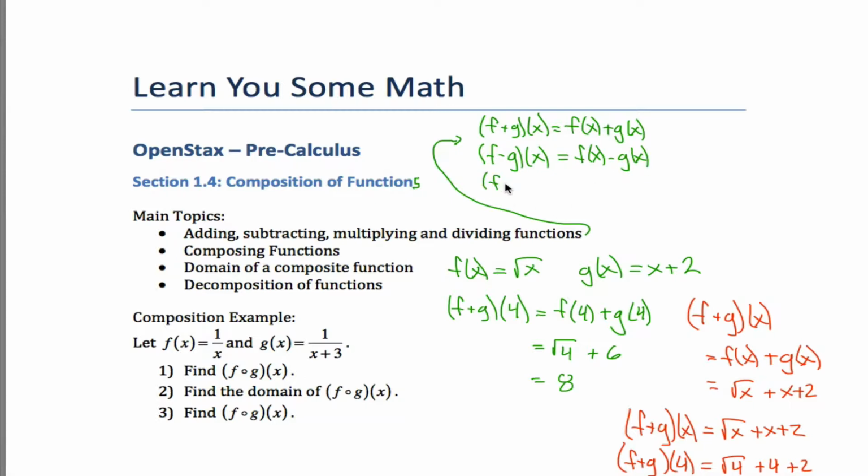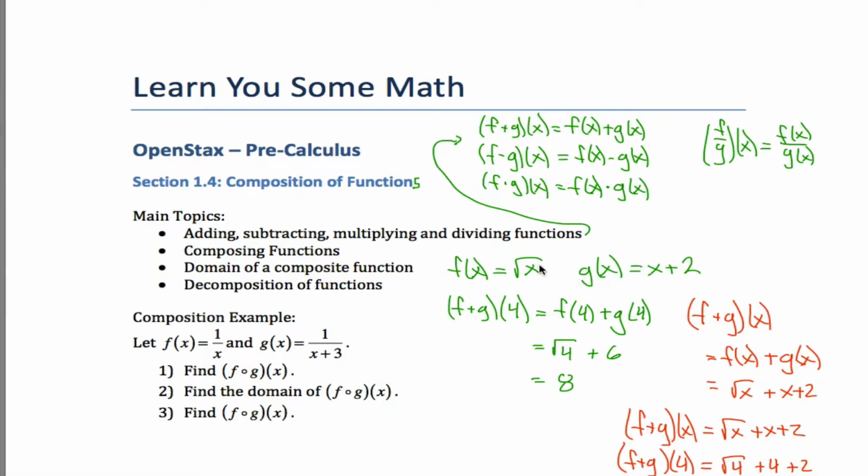What about this one? Looks like f times g of x. Bet that's f of x times g of x. Correct. Is there a fourth one you could think of? I bet you could. Bet you'd think something like this. And I bet your guess would be that's just f of x divided by g of x. 100% right. Here's the first 4 ways we're going to put functions together.